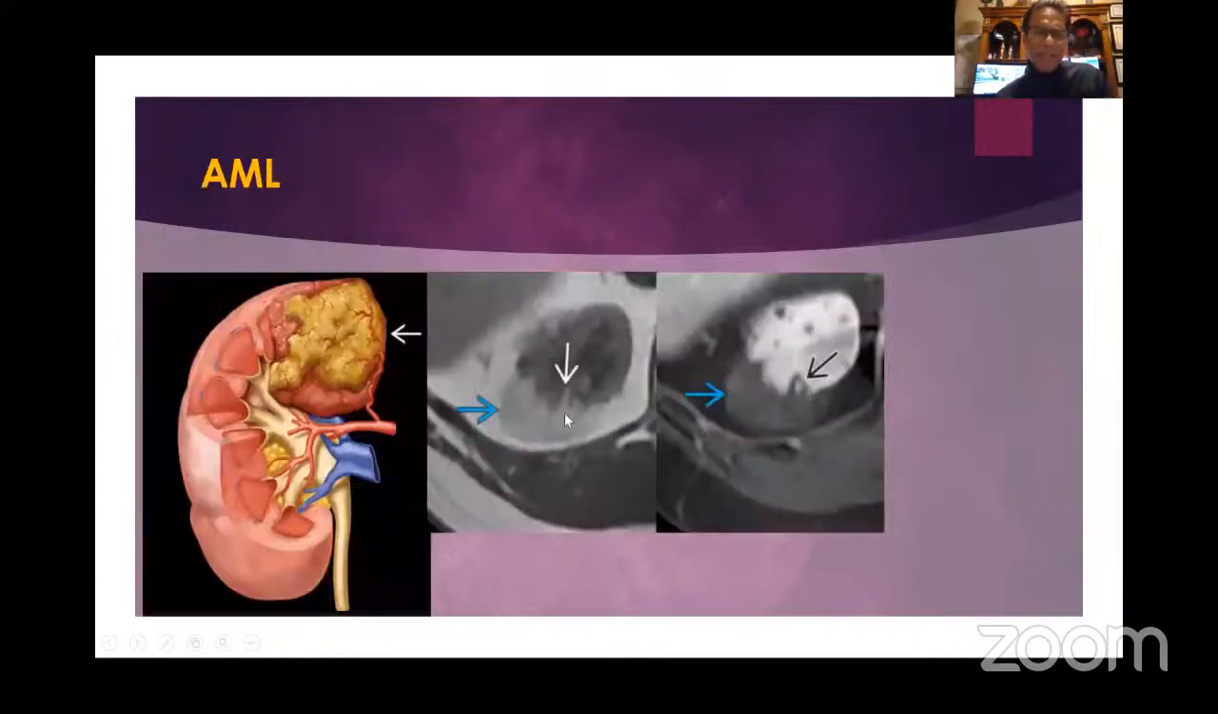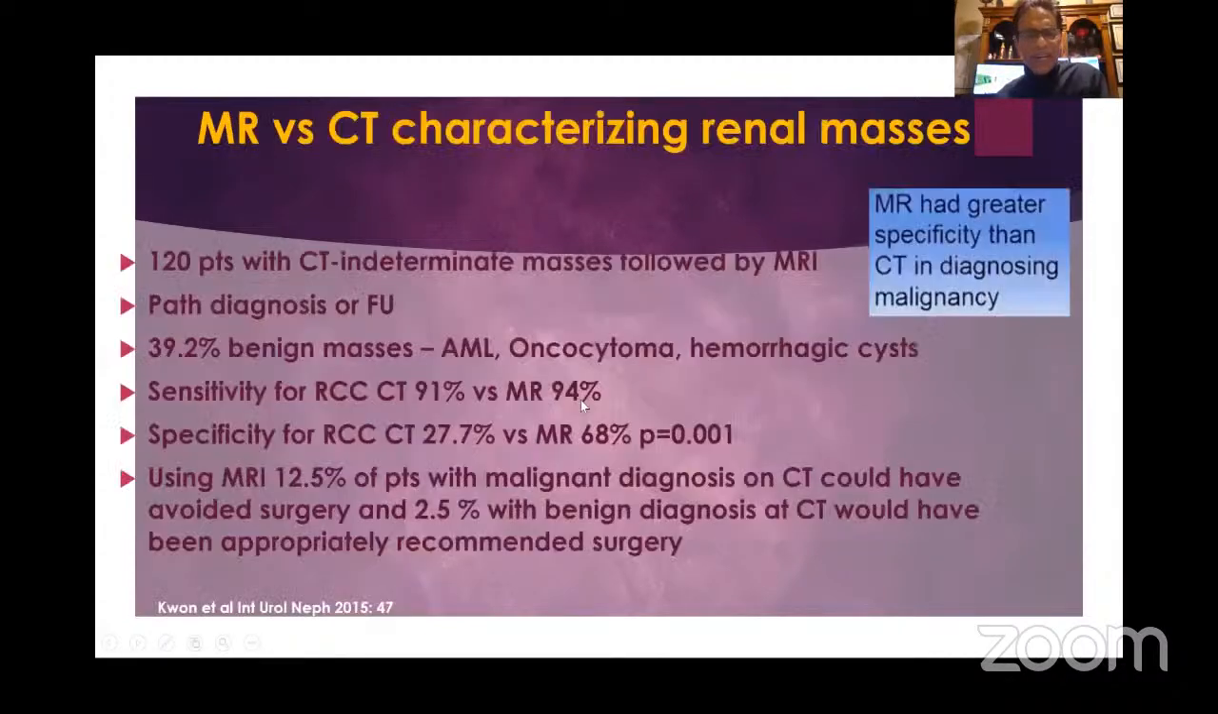MRI confirms AML. Sometimes you might be able to see this pushing of fat into the renal parenchyma, which is typical for angiomyolipoma from where it arises. So pretty diagnostic if you see it.